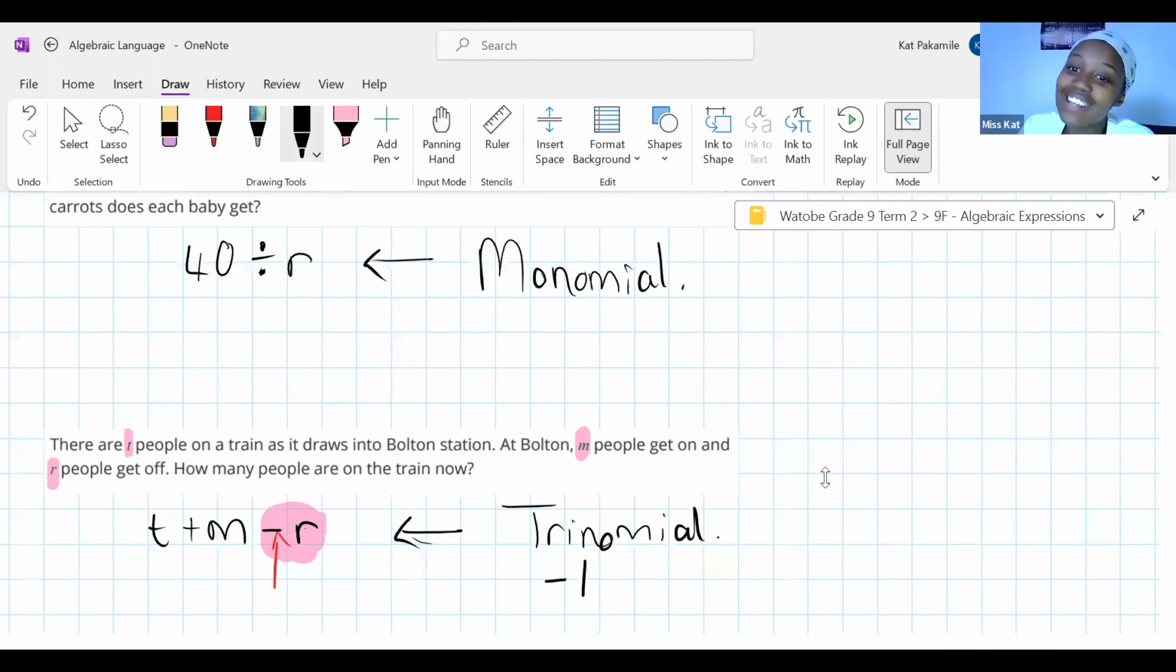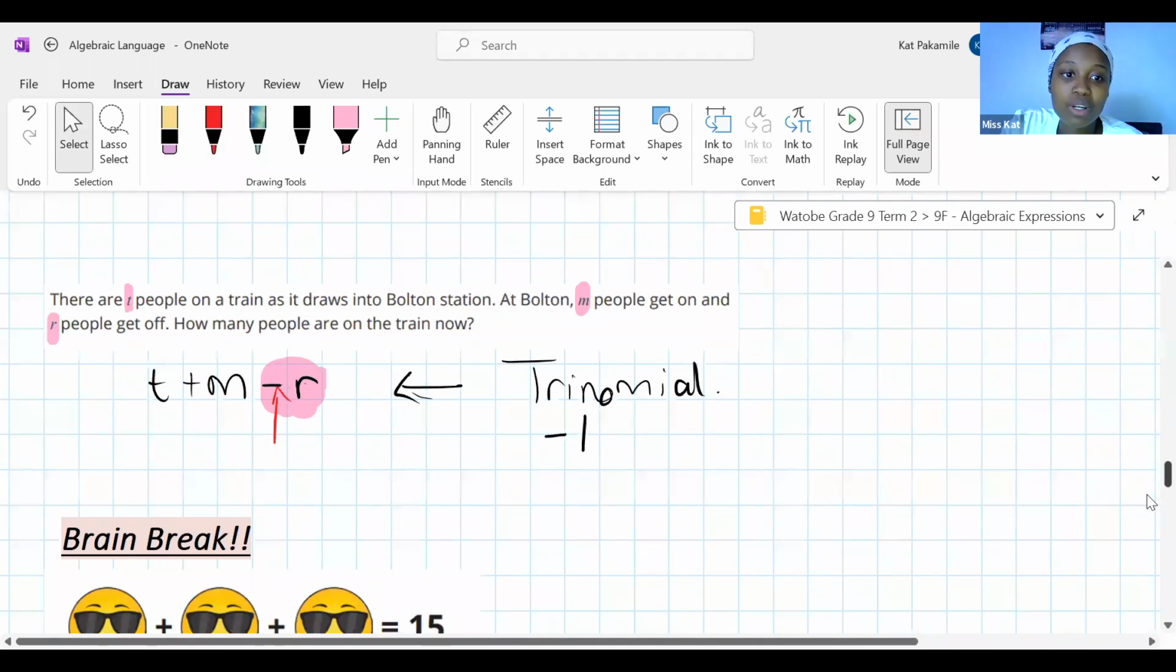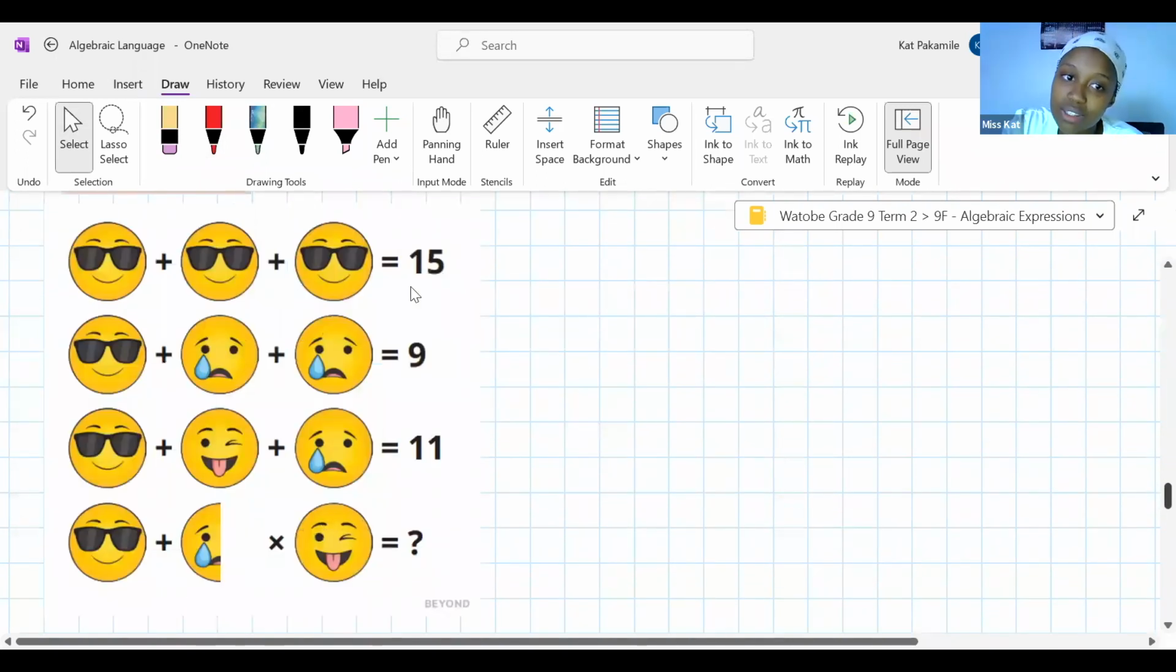Beautiful, guys. I feel like we are doing well. We're feeling good about this. Okay. Cool. Let's have a brain break. And of course, I'm going to do something like this because it's related to algebra.